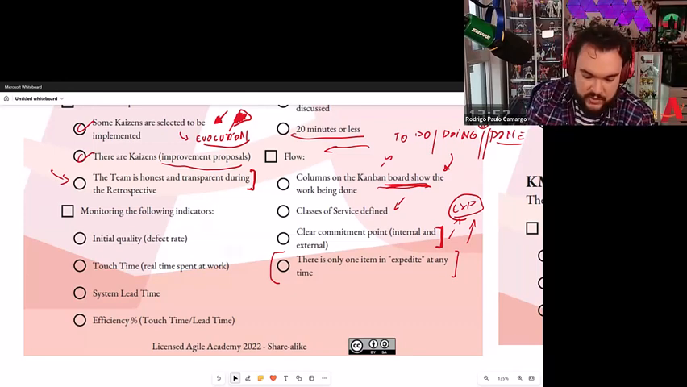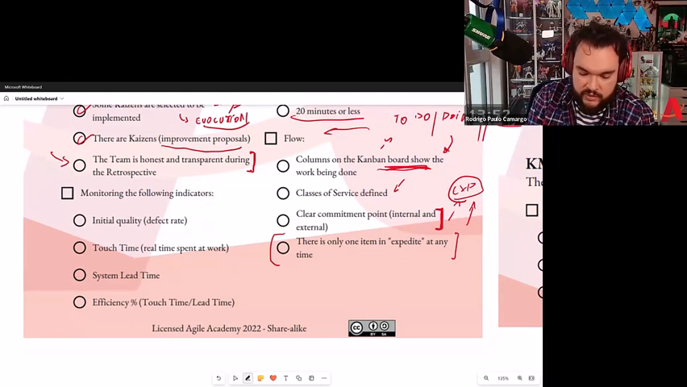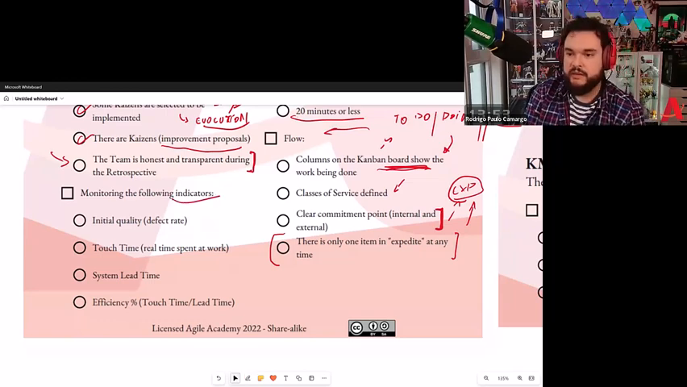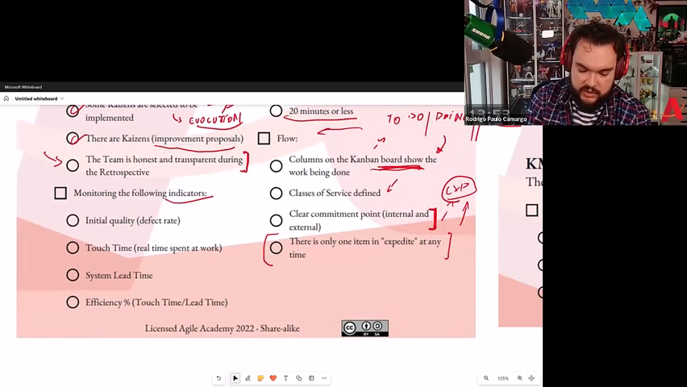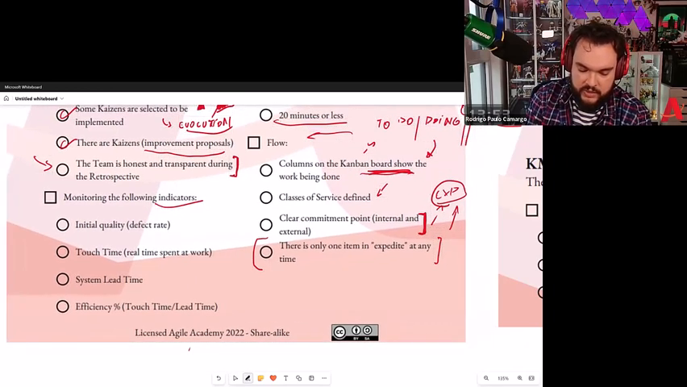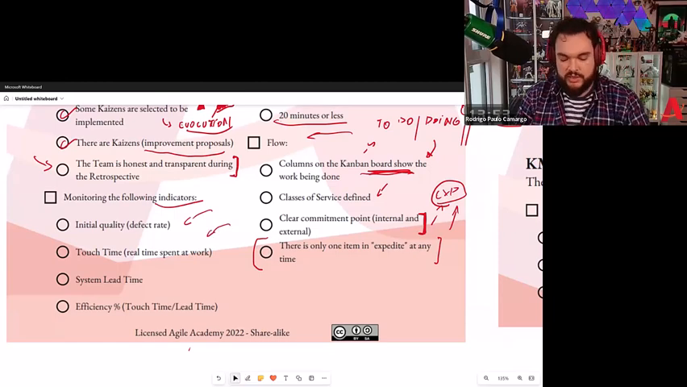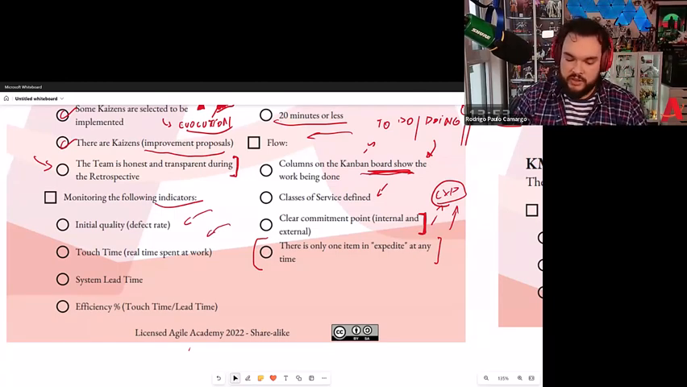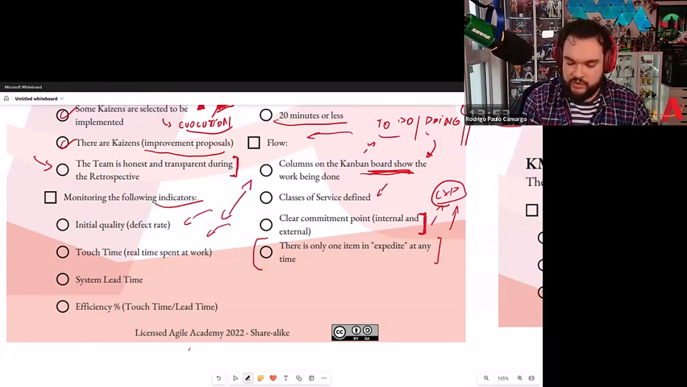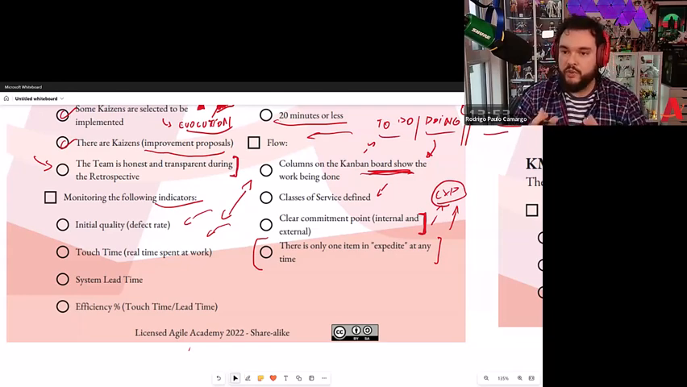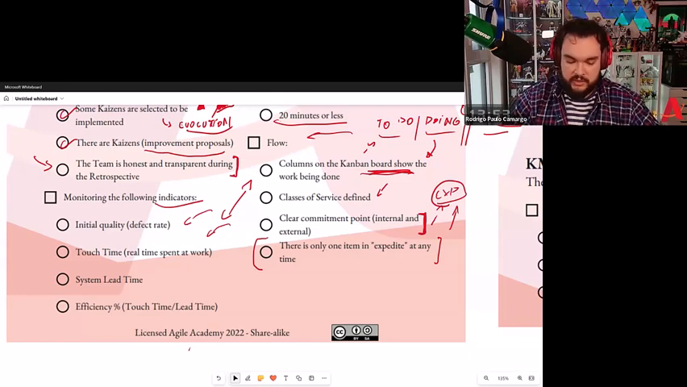And next one we have here is monitoring the following indicators. Basically, I'm talking here about metrics, so I want to know if they actually are looking at their defect rate, what is the initial quality that they have, what is the touch time, actually the time they are spending at work. This goes really close with having the columns, because normally when you only have doing and done, you cannot know what is the touch time, which is the time someone is actually working on an item.